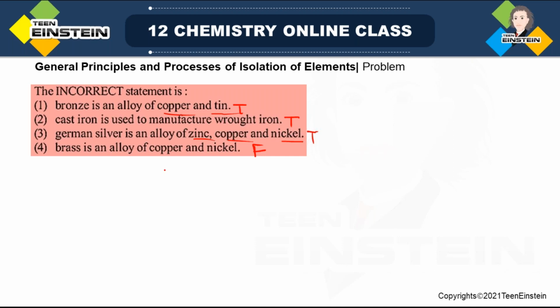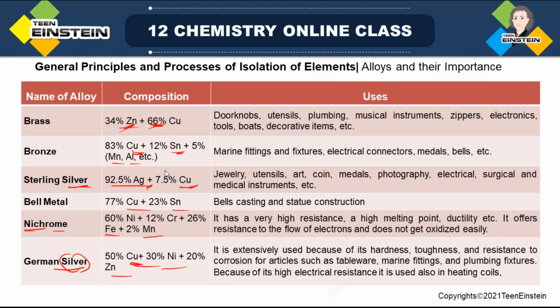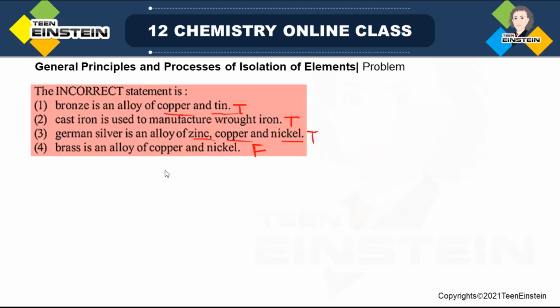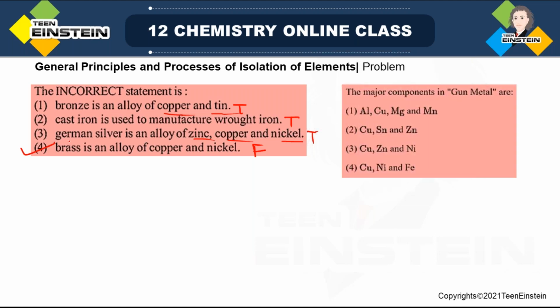Brass is an alloy of copper and nickel, but actually brass is an alloy of copper and zinc, not nickel. See, in the first row, it is mentioned 34% zinc, 66% copper, that is brass. So there is no nickel. So the last statement is not correct. So option 4 will be the correct option. Any doubt? No, ma'am.